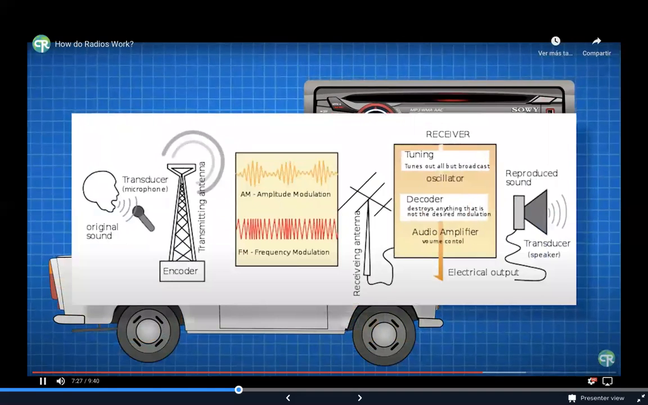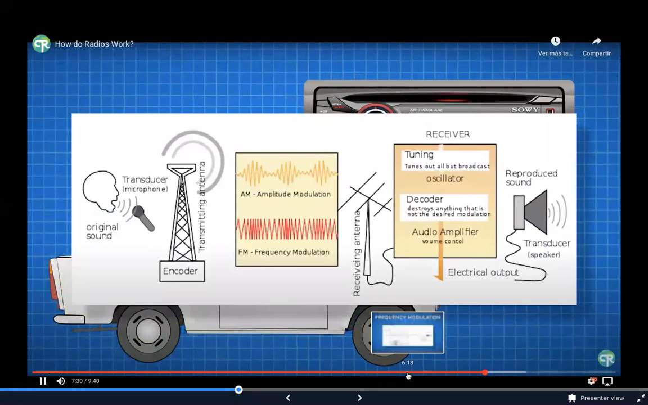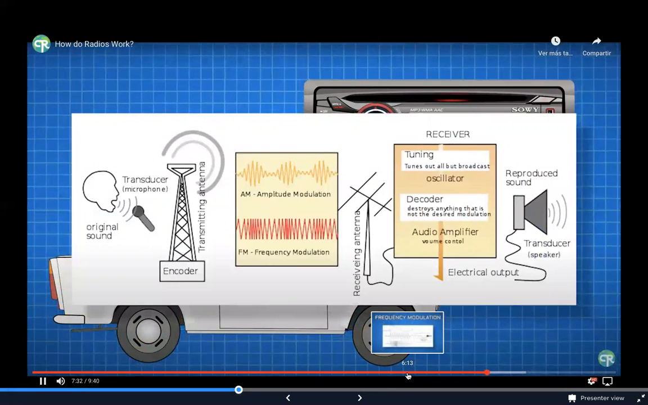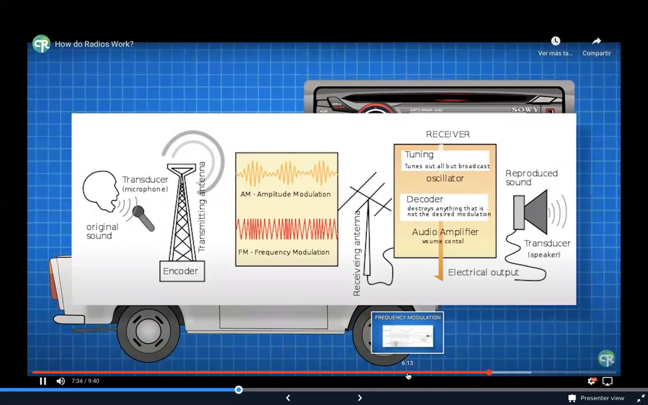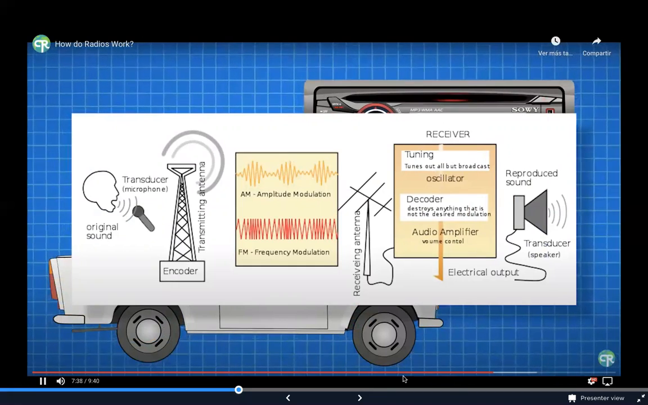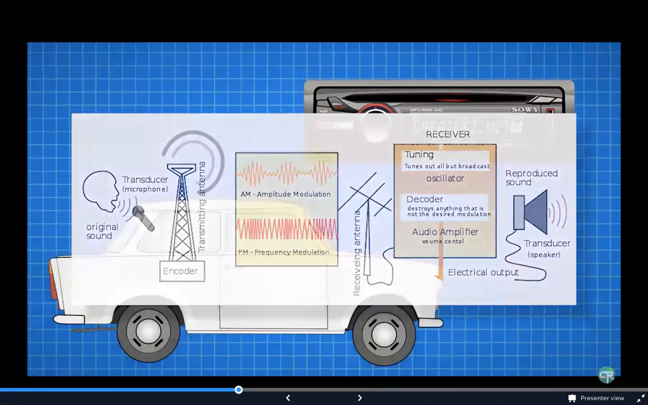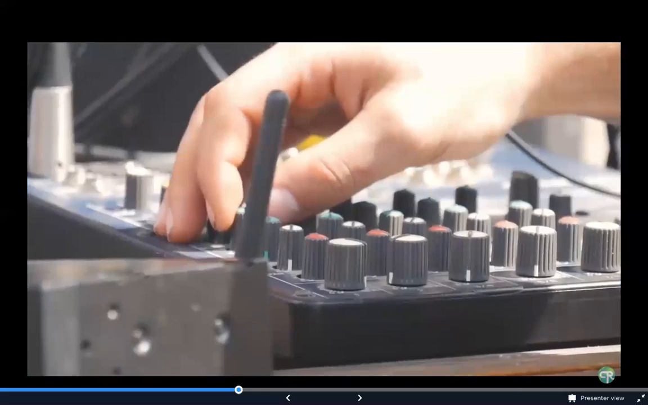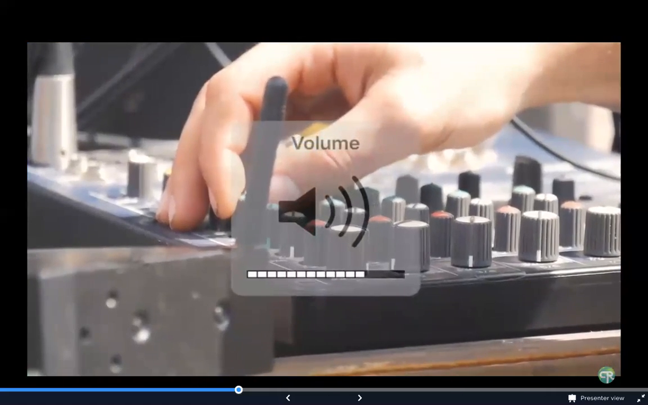Called resonance, this principle allows the radio to essentially ignore any other signals in the air. The signal then passes to the detector, or demodulator, that takes the voice or music from the wave, utilizing a device called a diode, and translates it back into audio. The final step in the process is for the radio to amplify the signal so you can hear it and change the volume as needed.